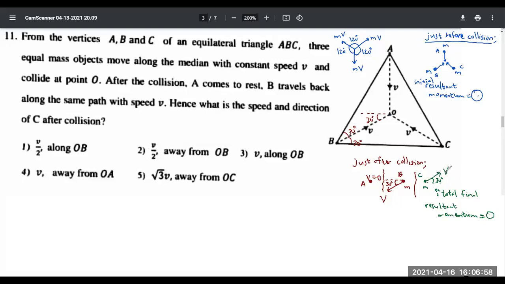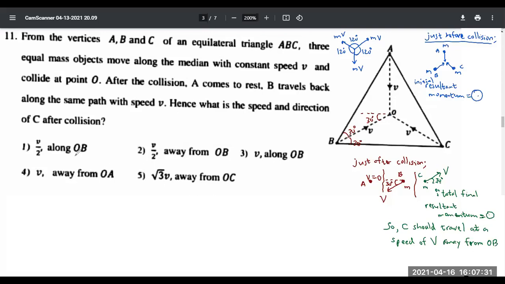At a speed of V, in the BO direction. BO, away from OB. Speed of V. So C should travel at a speed of V away from OB. But I don't think that answer is there in this question. That answer is missing, I think.